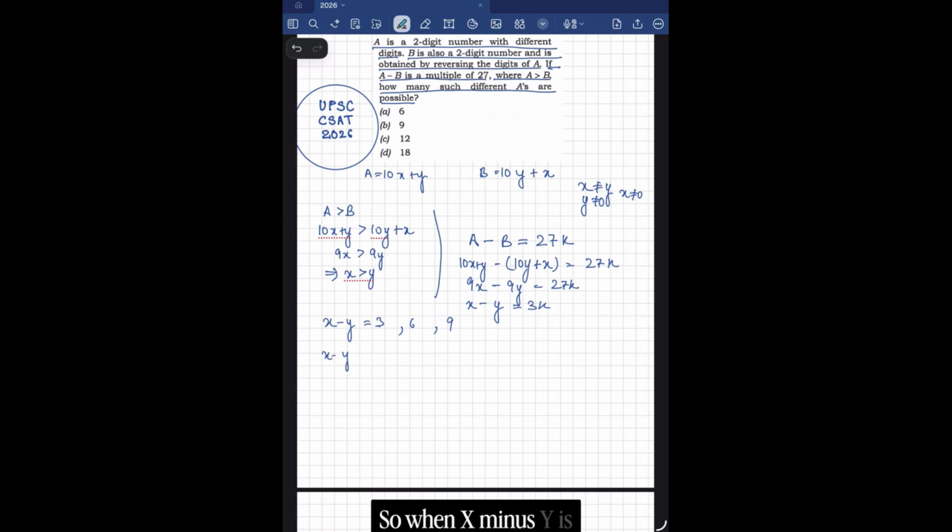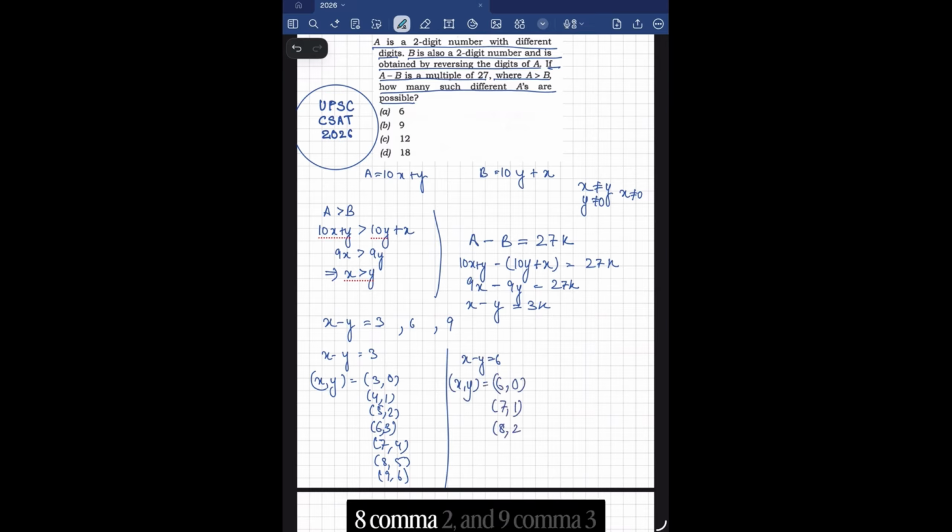So when x minus y is equal to 3, x and y can assume the values of (3, 0), (4, 1), (5, 2), (6, 3), (7, 4), (8, 5), and (9, 6). Now let's take the second case where x minus y is equal to 6. So x and y can assume the values of (6, 0), (7, 1), (8, 2), and (9, 3). Now let's take the last case. X minus y is equal to 9. So x and y can take the values of (9, 0).